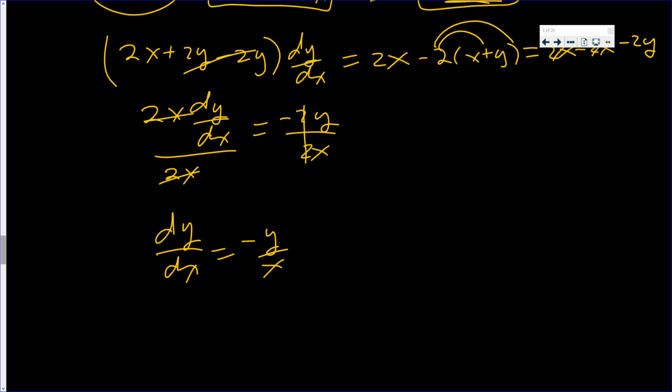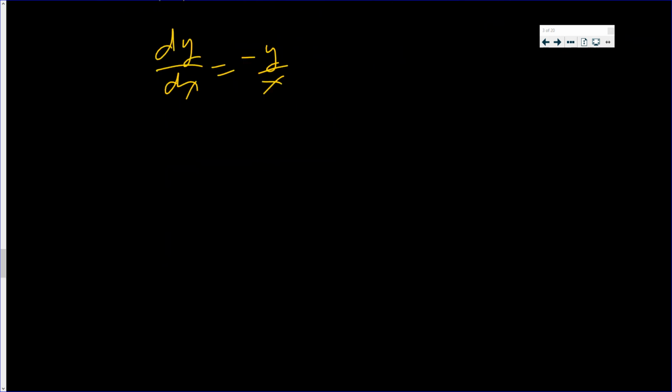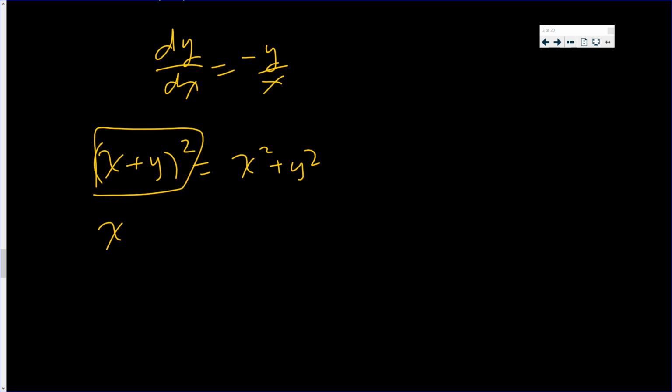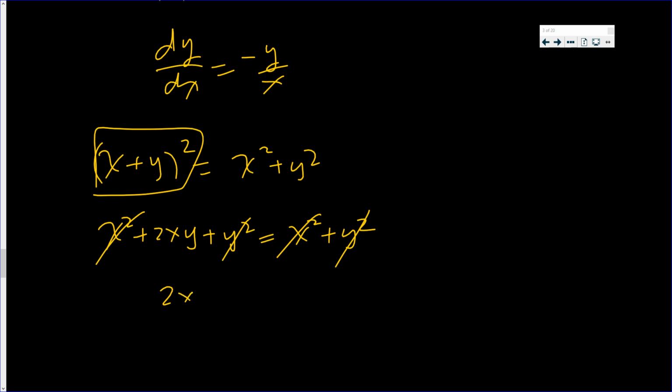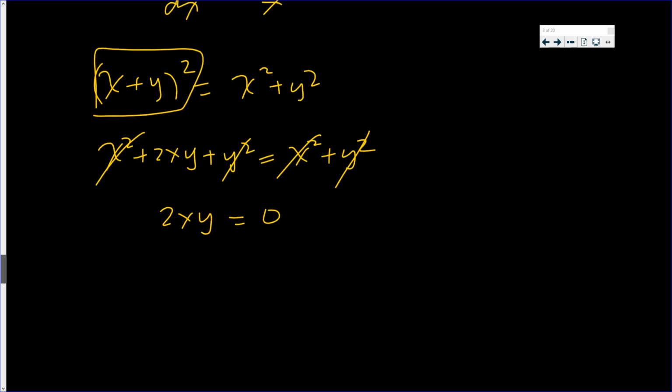But this was much harder than we needed to make it, because if you have x plus y squared is equal to x squared plus y squared, you should simplify first. If you FOIL this out, you'll get x squared plus 2xy plus y squared equals x squared plus y squared. This cancels. This cancels. So you have 2xy equals 0. In fact, you can divide by the 2, but let's not.